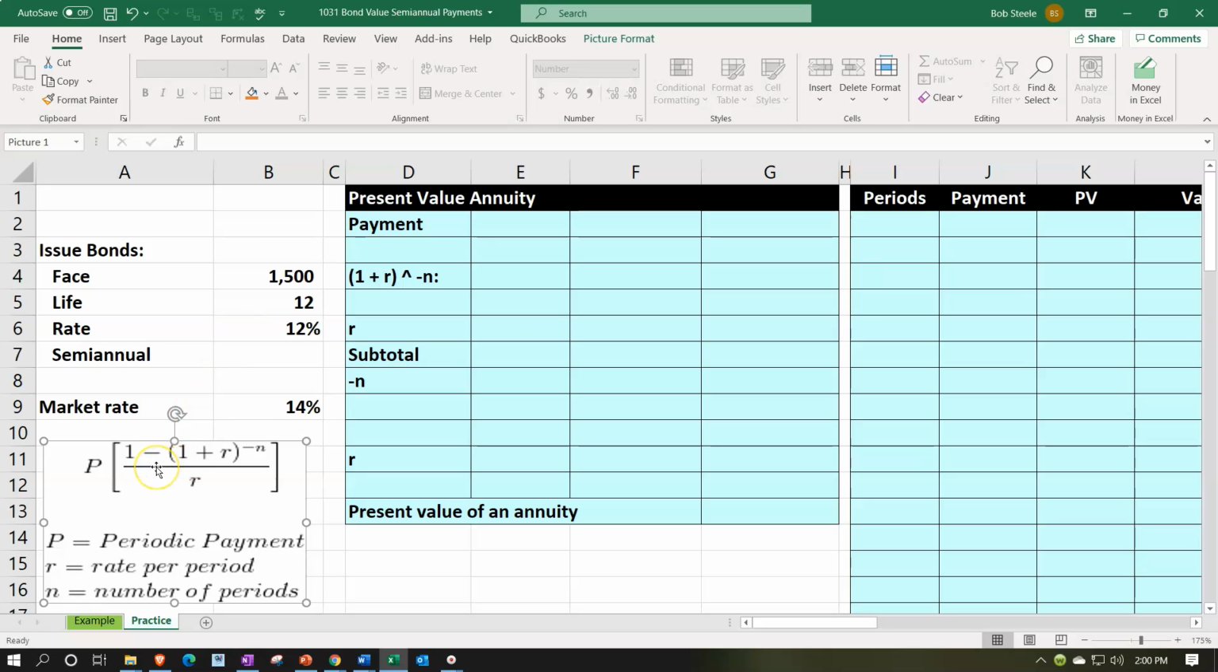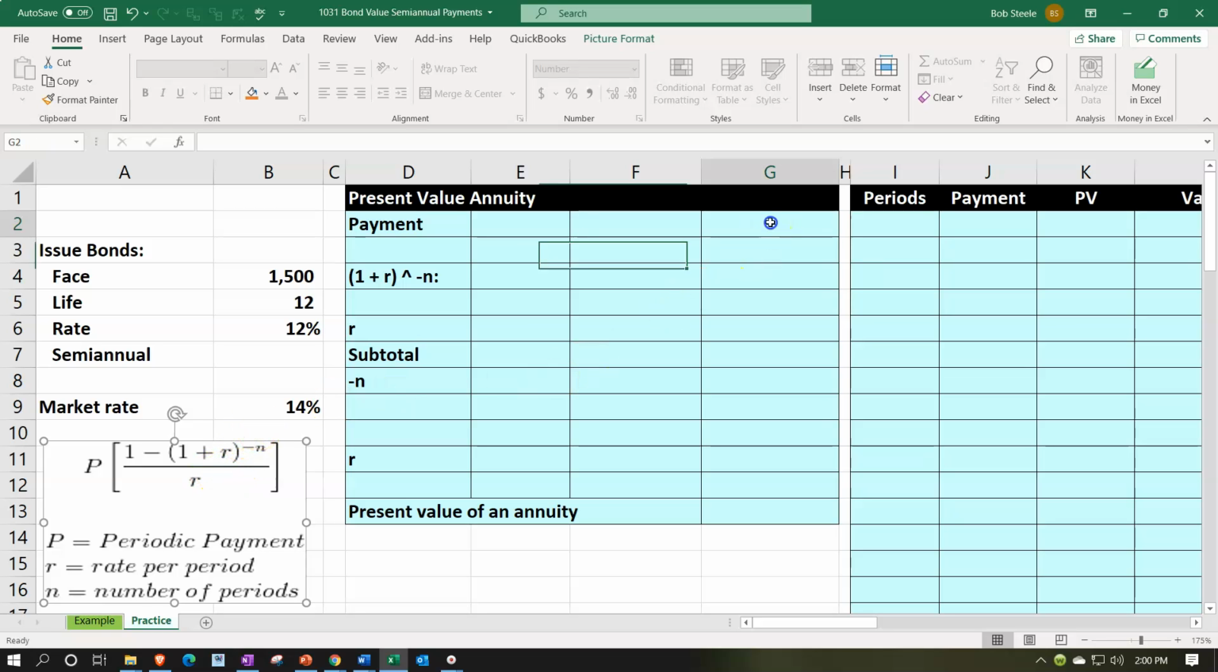And then we have times 1 minus 1 plus R. The rate, now the market rate, is going to be 14%, but divided by 2 to make it equivalent to the 6-month period, or 7%, to the negative N, which would be 12 years, but now because it's semi-annual periods, it has to be multiplied times 2, or 24, divided by R, once again the market rate, 14%, divided by 2.